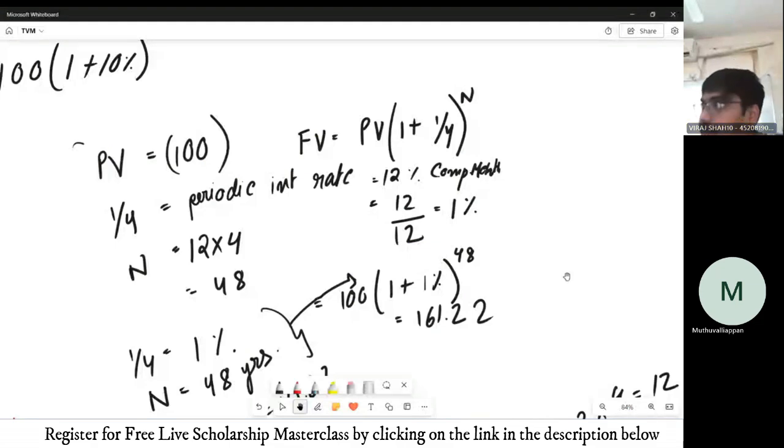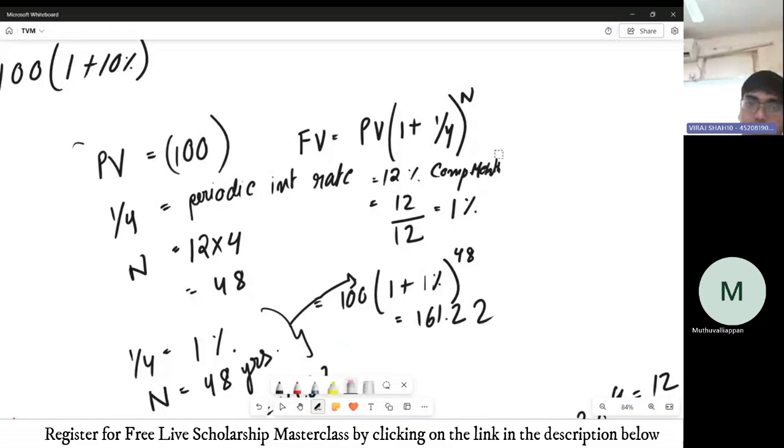is 100, earning 12% compounded monthly after 4 years. ठीक है?